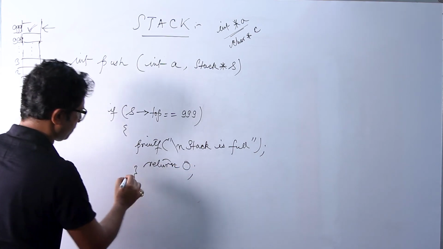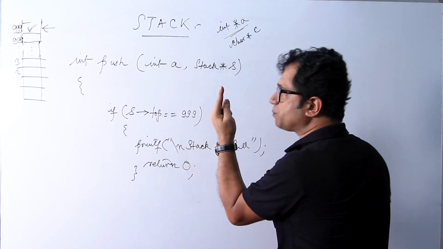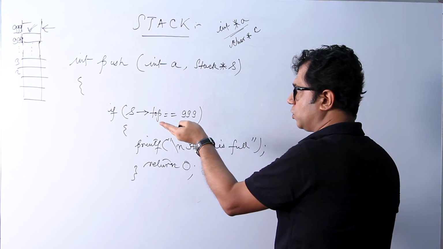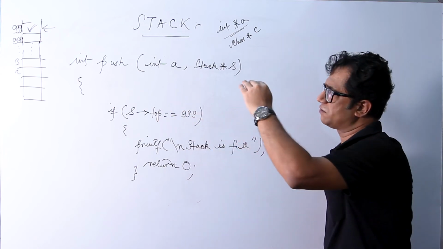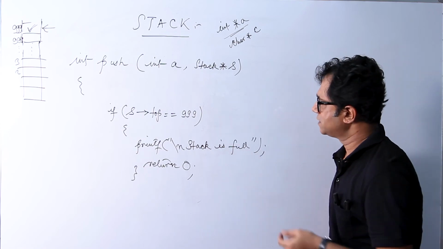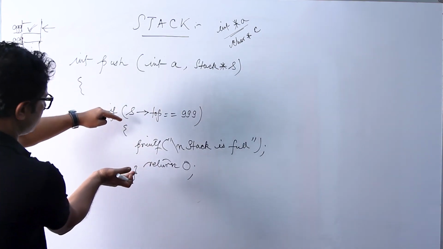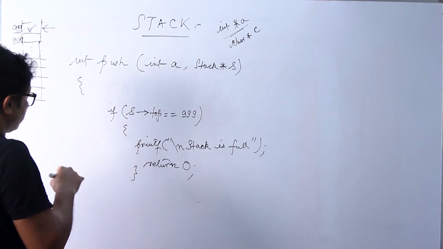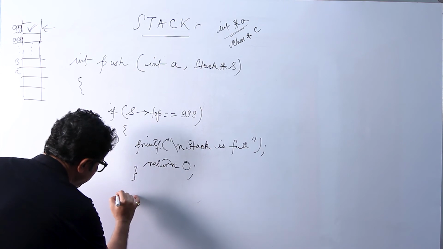If this is not the case, that is, if at least one space is vacant in the stack from the top, we can insert one element. If several places are vacant from the top, we can insert several elements. So in that case, we will write like this. If this is not the case, the program will execute in this manner.